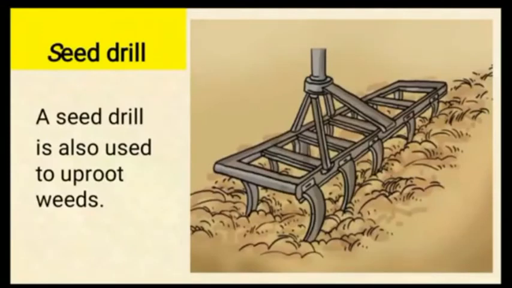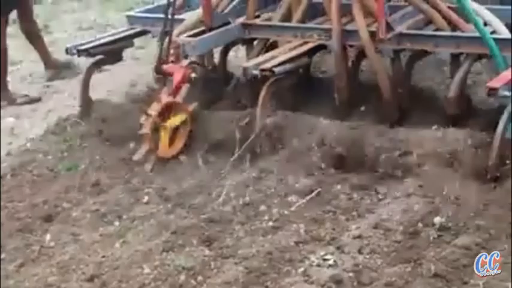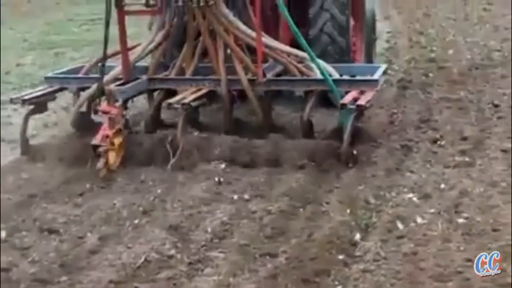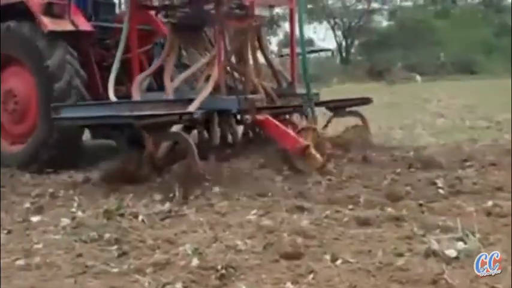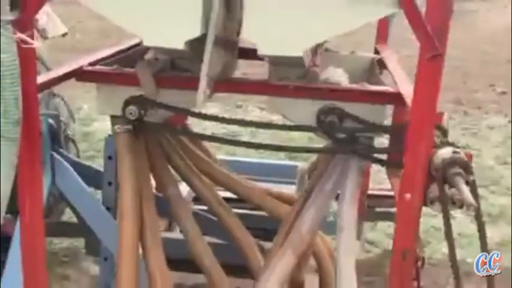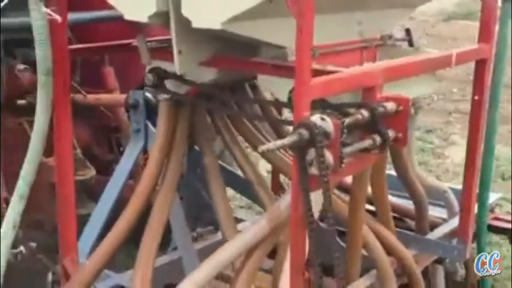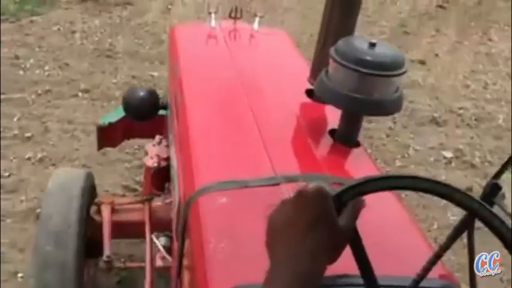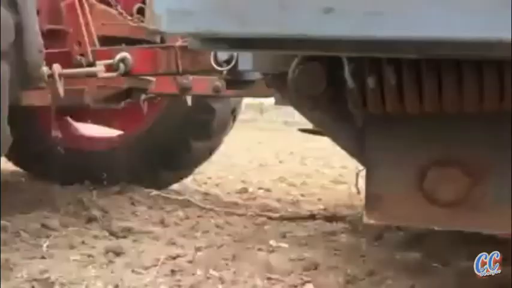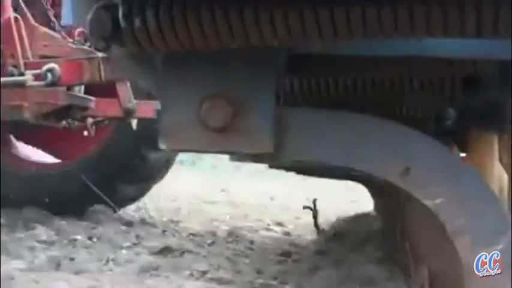Seed drill is also used to uproot a larger number of weeds. In a large area, we can depend on seed drills. Do you remember seed drills? They are used to sow the seeds at equal distance and proper depth, ensuring that seeds get covered with soil and protected from being eaten by birds. The seed drills can be used to remove the weeds.